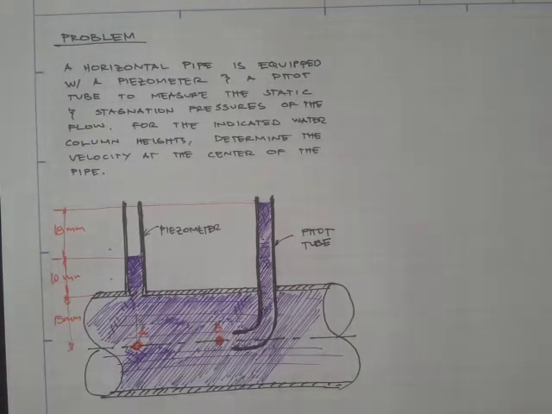Alright, now we'll do our second problem for the Bernoulli's equation topic. In this problem, a horizontal pipe is equipped with a piezometer and a pitot tube to measure the static and stagnation pressures of the flow. For the indicated water column heights, determine the velocity at the center of the pipe.